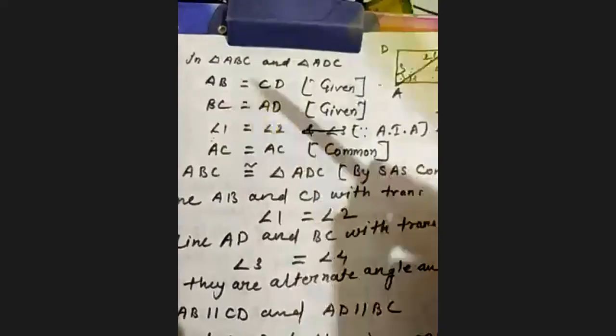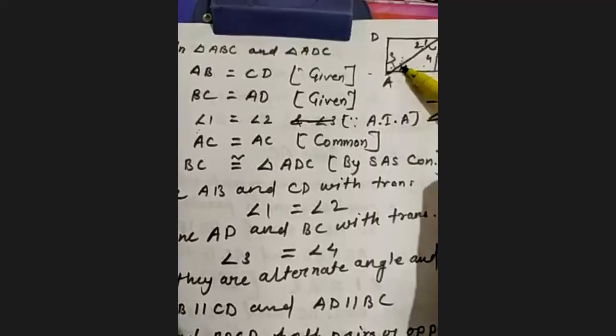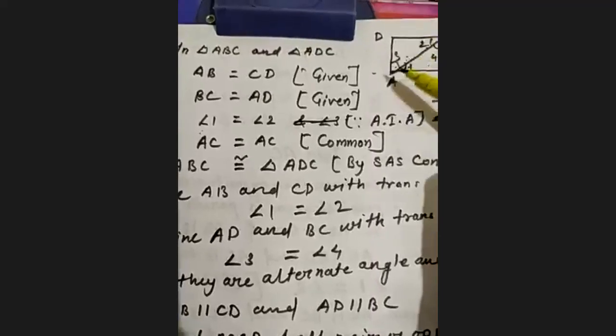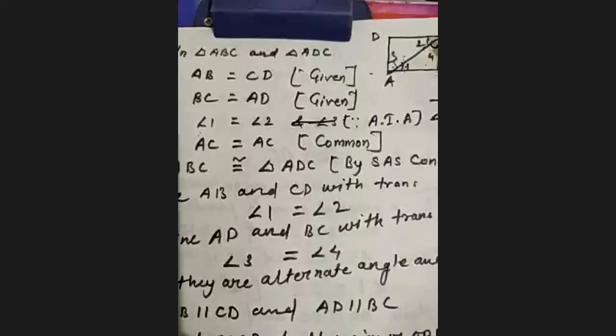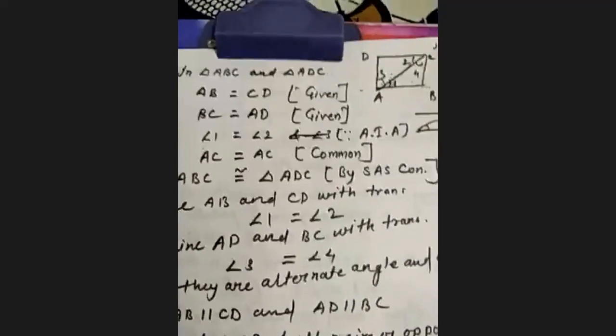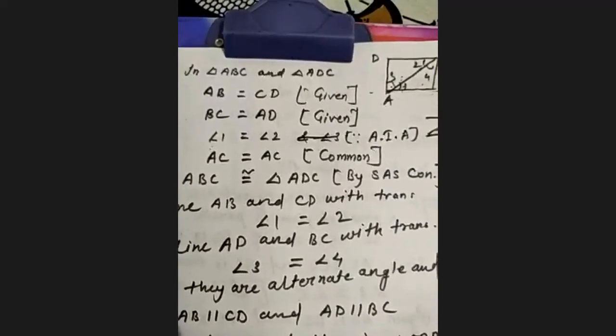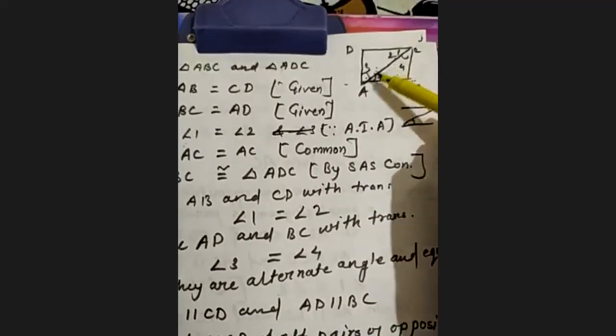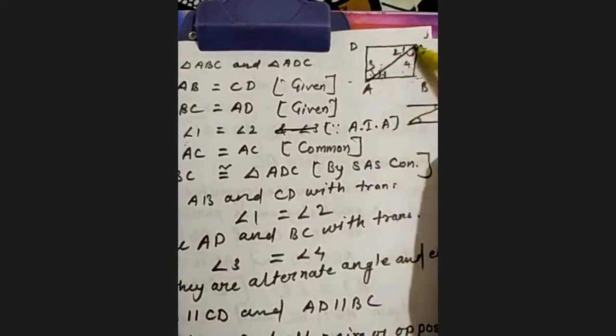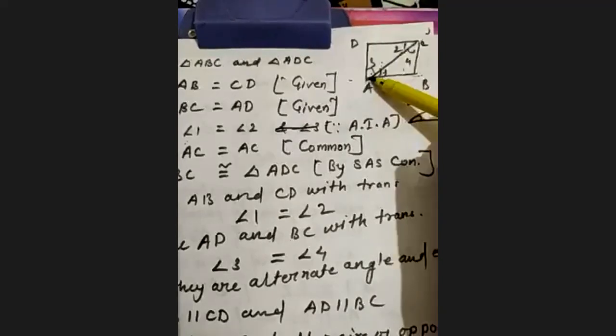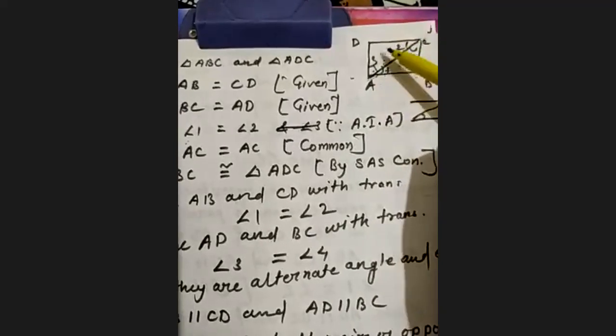Both sides are equal. Then we compare the angles. So here we see that angles 1 and 2 are equal because they are alternative angles. And here we see that the AC line is common for both triangles.